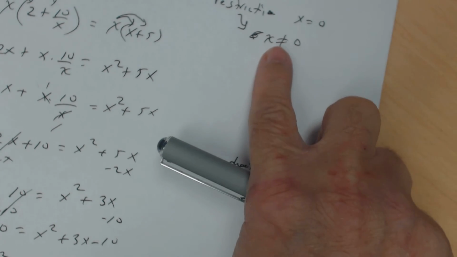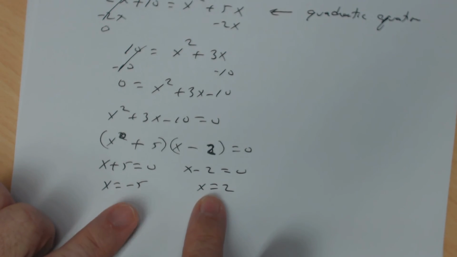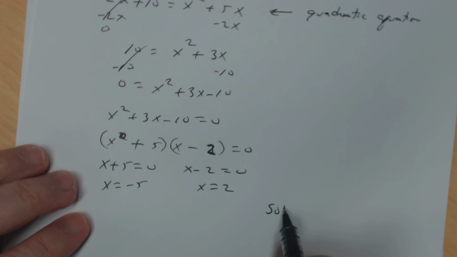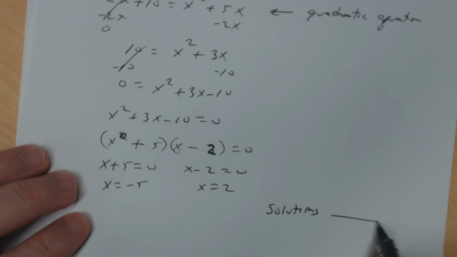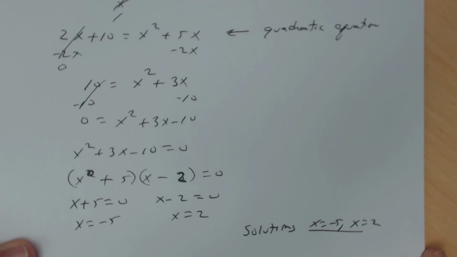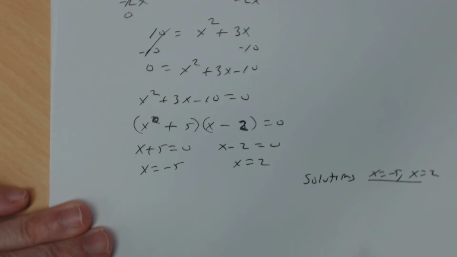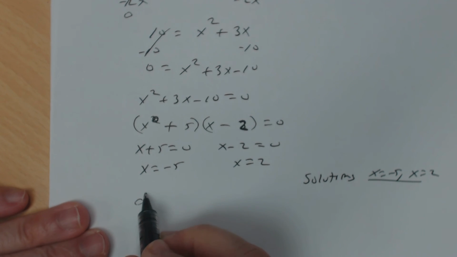So my restriction was that x cannot equal 0. And so there you go. So my solutions are x equal negative 5, x equal 2. Okay, now let's just check one of them. Let's just check negative 5.